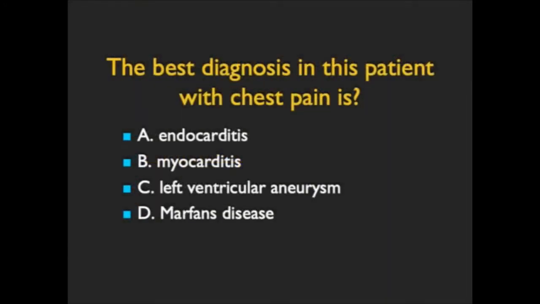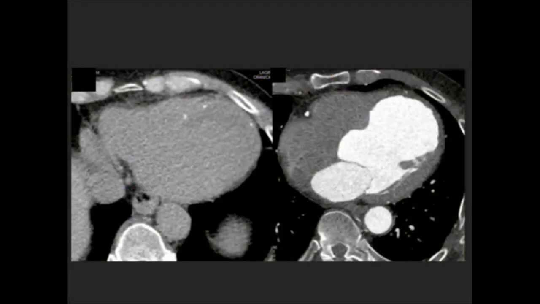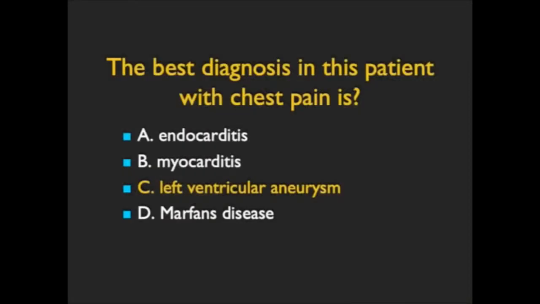Now, in this case, I ask you what's the best diagnosis for this patient with chest pain. Axial imaging, faint calcifications, which correspond to a dilated left ventricle, which is dilated and irregular. And if I showed you the 4D, there was thinning of the myocardium. The ventricle was enlarged, a classic appearance for left ventricular aneurysm. It's not endocarditis, it's not myocarditis, and this has nothing to do with Marfan's disease.